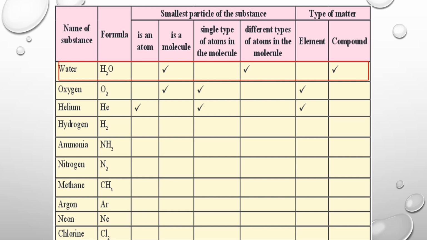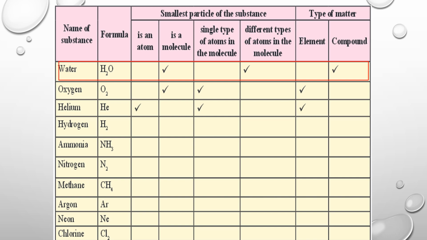Is the formula having two different capital letters, or is it having only one type of capital letter? So here I have H also and I have O also. Both of them are different from one another. What does that mean? It means that water is made up of hydrogen also and oxygen also. That is why you tick under different type of atoms in the molecule.